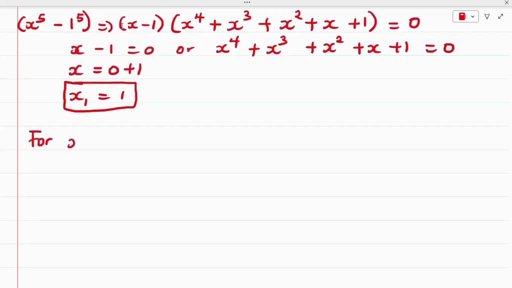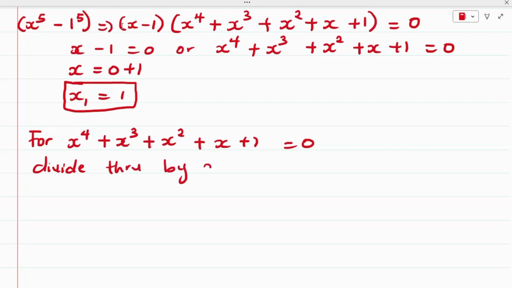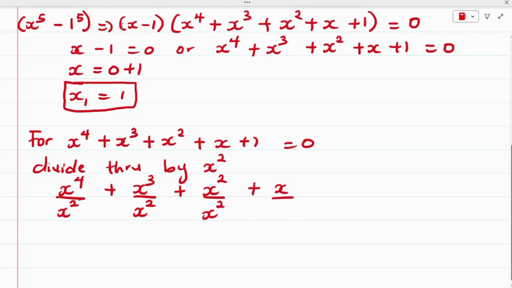For x raised to the power of 4 plus x raised to the power of 3 plus x raised to the power of 2 plus x plus 1 equal to 0, all we have to do is to divide through by x raised to the power of 2. So we have x raised to the power of 4 over x raised to the power of 2 plus x raised to the power of 3 divided by x raised to the power of 2 plus x raised to the power of 2 divided by x raised to the power of 2 plus x divided by x raised to the power of 2 plus 1 divided by x raised to the power of 2 is equal to 0 divided by x raised to the power of 2.